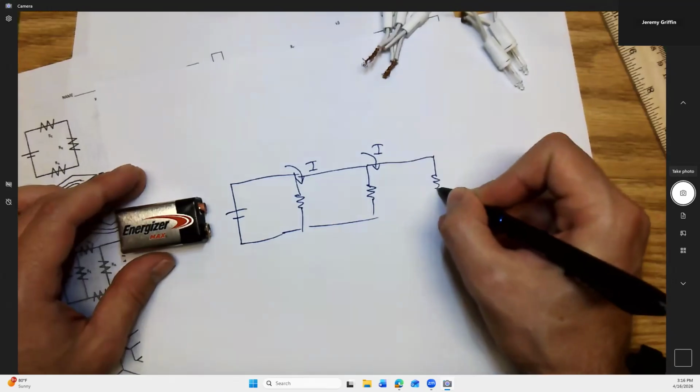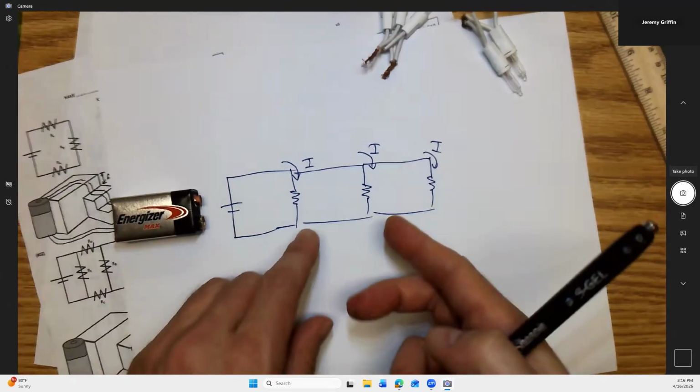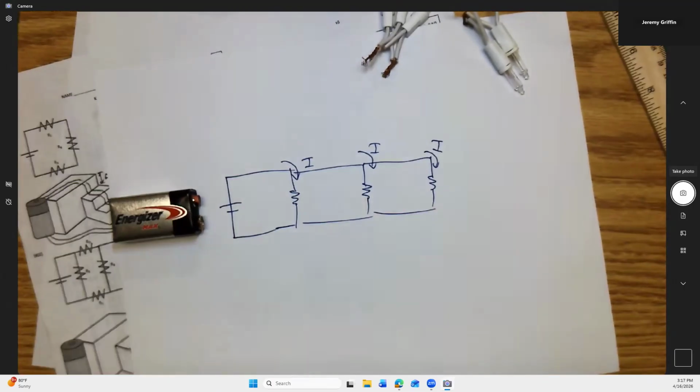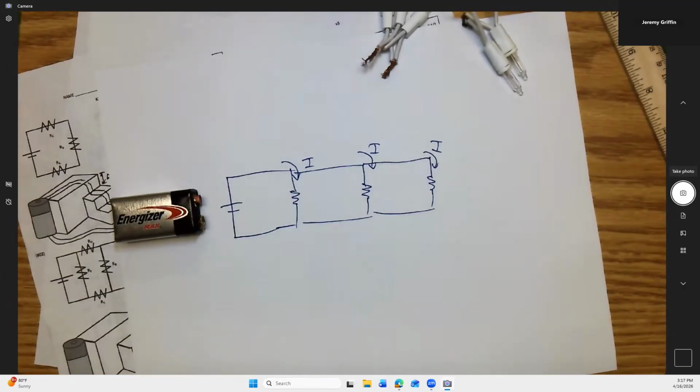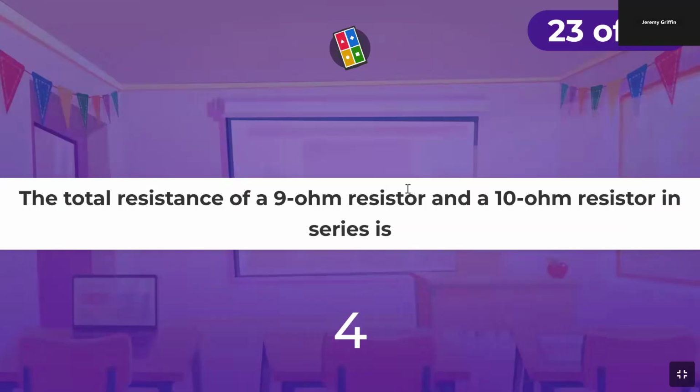If I do another one, also in parallel, now I have to supply all those. And they're each staying as bright as they were before. So now I've effectively tripled the total current leaving from the battery. All right. There are other ways you can back that up with math. Ohm's law, Joule's law. The total resistance of 9 ohms and 10 ohms in series.